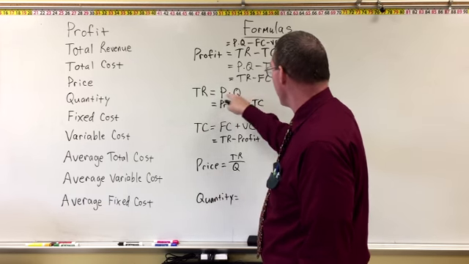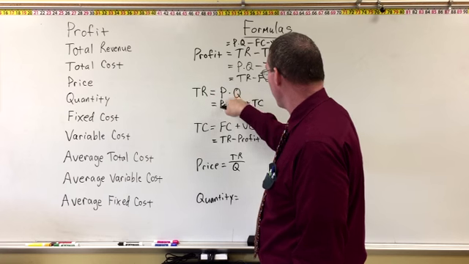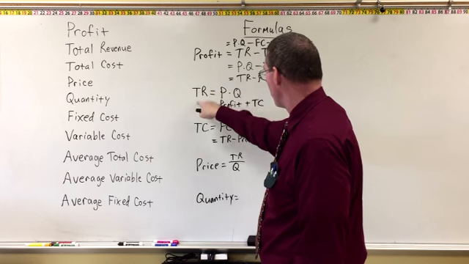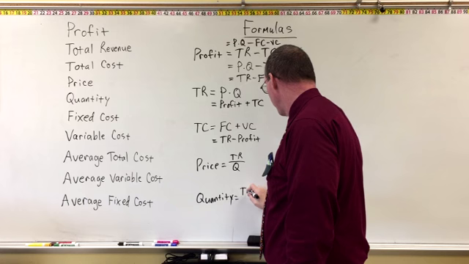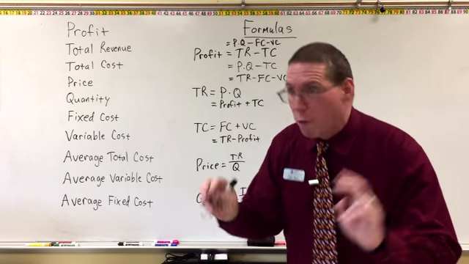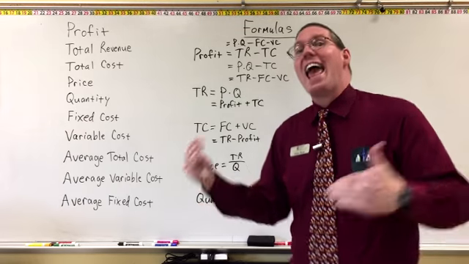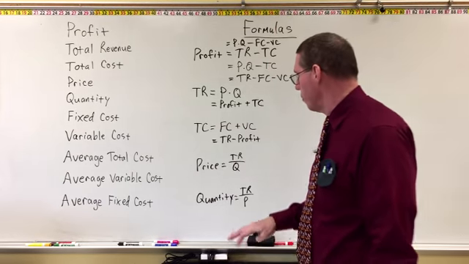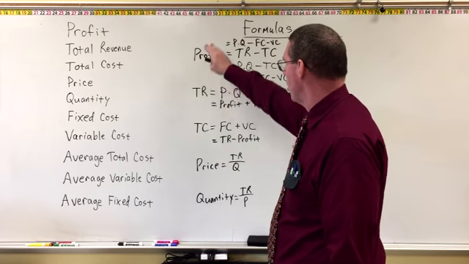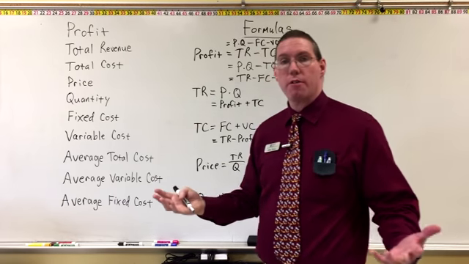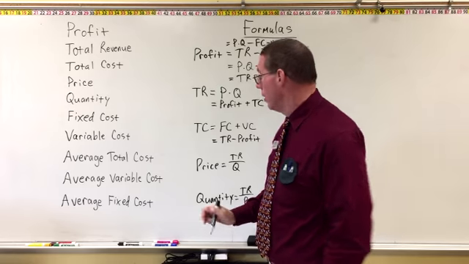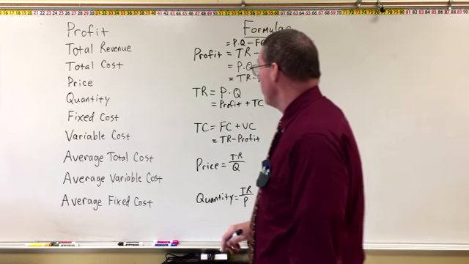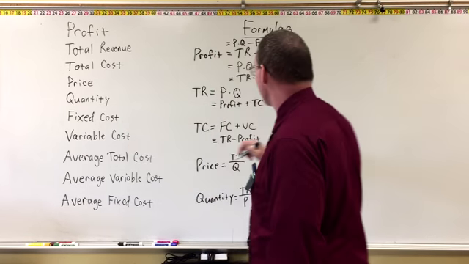We could divide by price here, and that'll cancel the P, and we'd have quantity is equal to total revenue divided by price. So we could have total revenue divided by price. Is this the formula for quantity? No, it is a formula for quantity. Quantity can be calculated in a lot of different ways. So can price, so can total cost, total revenue, and profit, because they are all related to each other in some way. All right, so let's go ahead and move on here to fixed cost.